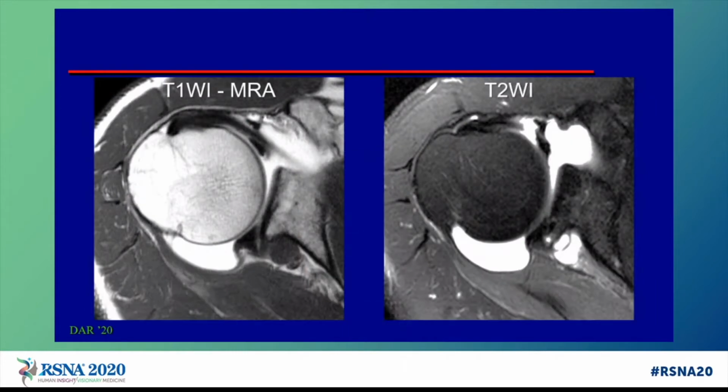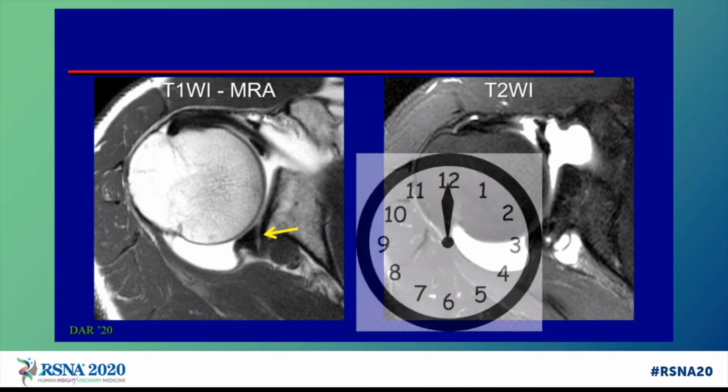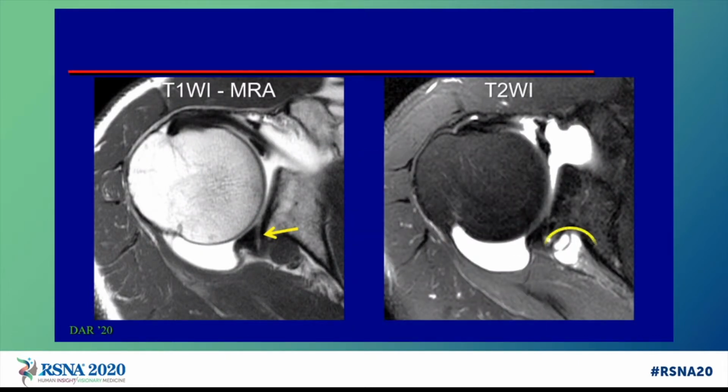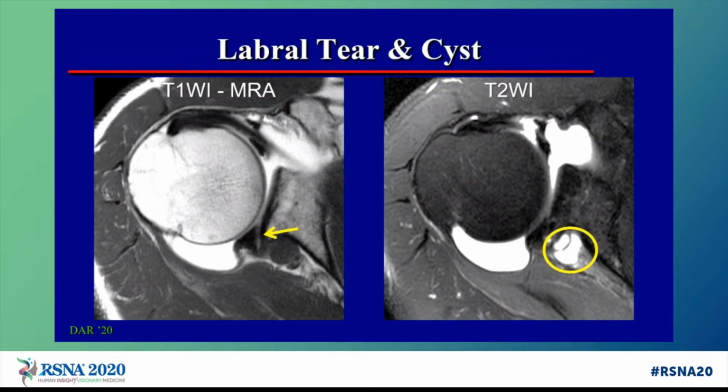And tears that occur anywhere can be associated with labral cysts. Very commonly it's in this location, that's posterior-superiorly. You can see these labral cysts will fill with fluid on your T2 weighted images, but don't necessarily have to freely communicate with the joint and contain contrast if you're doing an MR arthrogram.